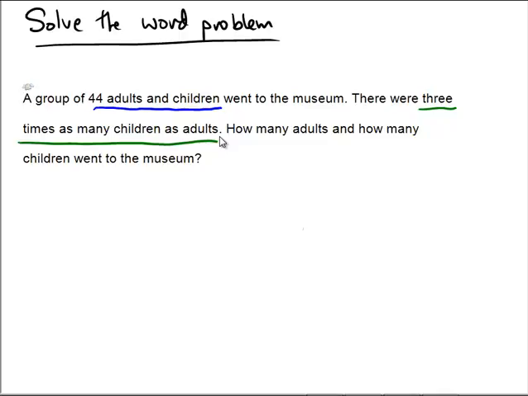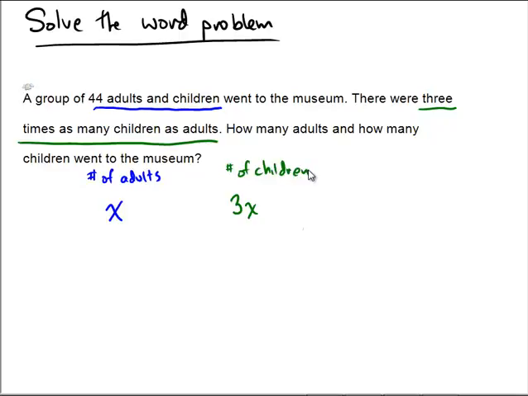Okay, so let's first of all use a variable to represent the number of adults. Let's choose that variable to be x. So x is the number of adults. Then it says 3 times as many children as adults. So there's 3 times as many children as there were adults, and we already associated the adults with x. So the children must be 3 times as many. That would be 3x for the number of children.